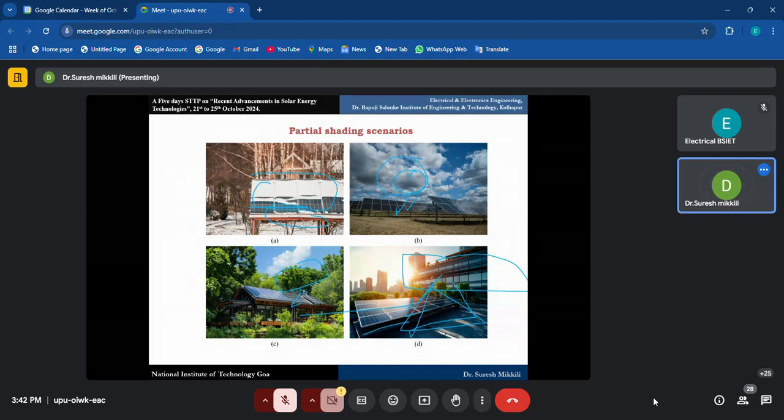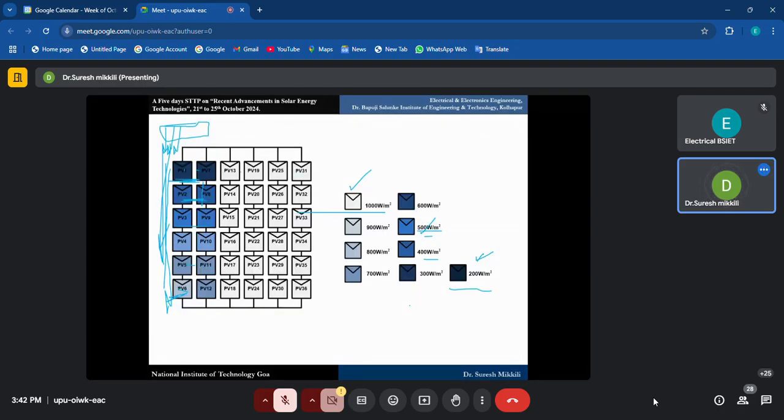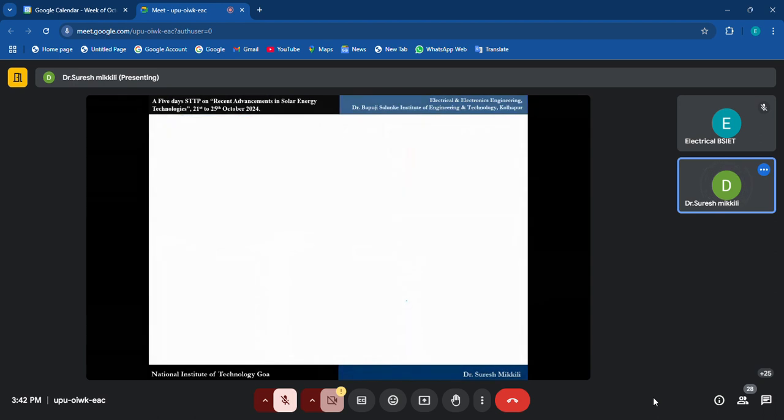And when we have buildings, sometimes it depends on the height of the building structure. Here you see, the height is more here and less here, and based on that, triangular shading can form, column shading can happen, and row shading can happen. So you need to consider this in a proper way.